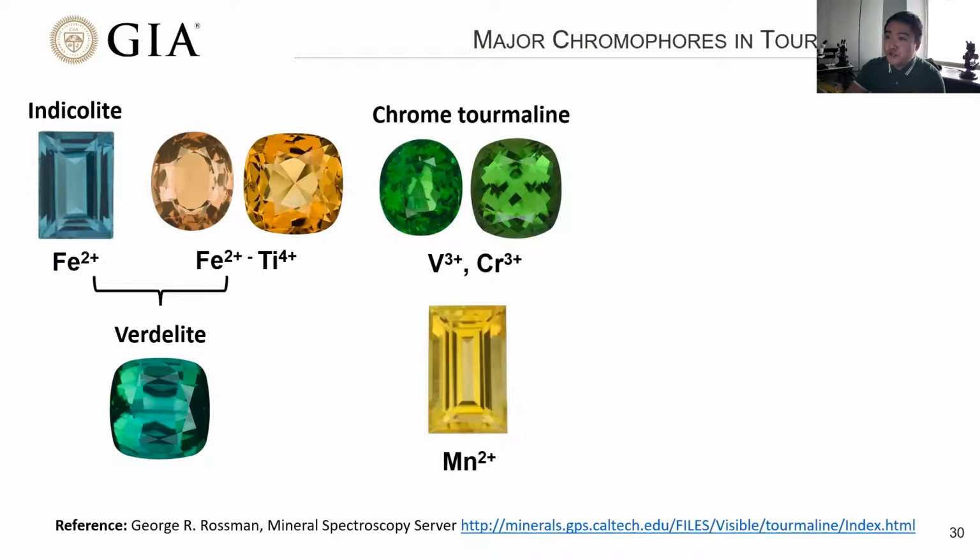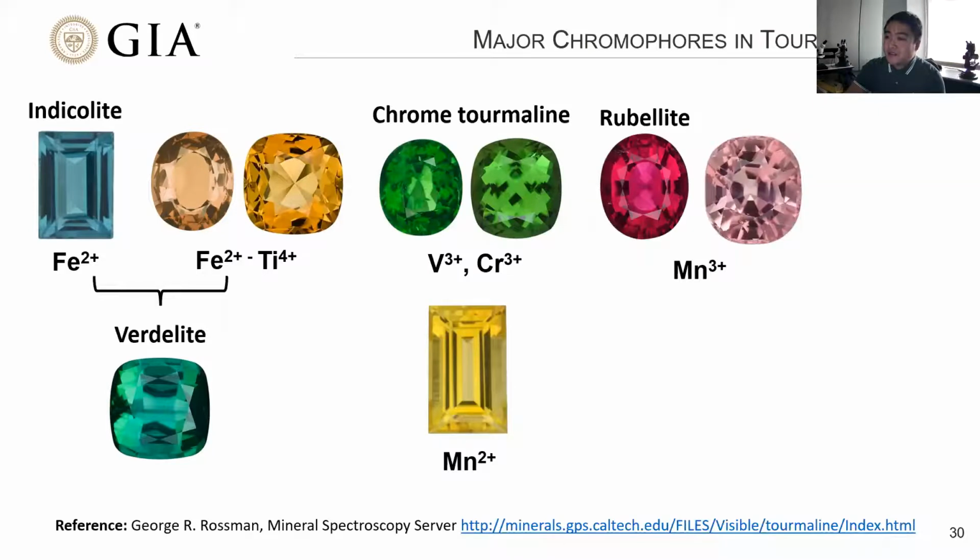Manganese 2+ is responsible for the saturated yellow color in tourmaline. Manganese 3+ causes red to pink color in tourmaline. The red tourmaline is called rubellite in the trade. There is a very rare non-blue tourmaline called Paraiba tourmaline in the trade. It is colored by copper 2+. The name of the tourmaline variety Paraiba is derived from the Brazilian locality Paraiba State, where this gemstone was first mined. The bright blue copper-bearing tourmaline also can be found in Nigeria and Mozambique.